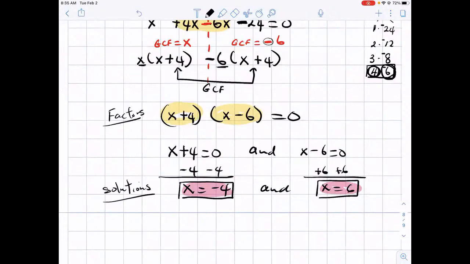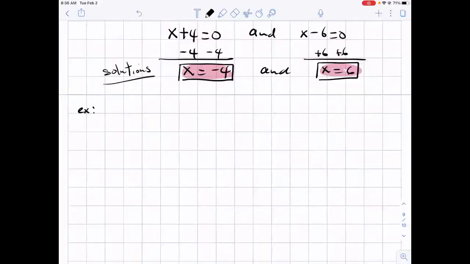Big difference between factors and solutions. And you will see later on from the solution, you can get the factors. Let's look at another example, okay? Where we want to solve, let's say, x squared is equal to 5x plus 6.